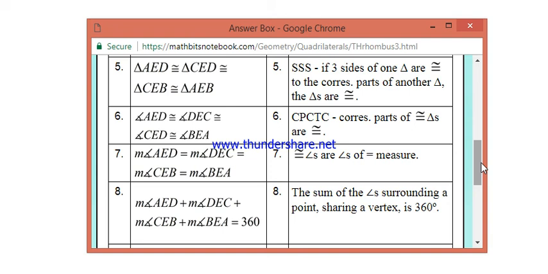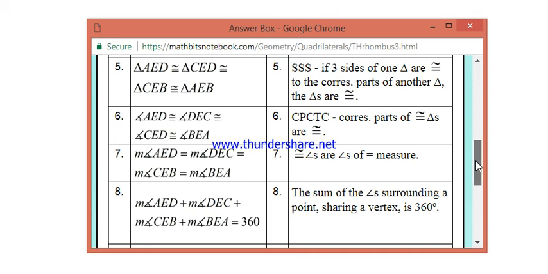triangle AED is congruent to triangle CED is congruent to triangle CEB and congruent to triangle AEB. Reason, SSS congruence. If 3 sides of a triangle are congruent to the corresponding parts of another triangle, then the triangles are congruent to each other. For number 6, angle AED is congruent to angle DEC is congruent to angle CEB is congruent to angle BEA. The reason, CPCTC or corresponding parts of congruent triangles are congruent.